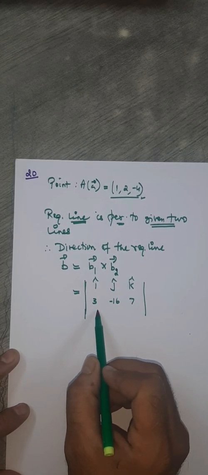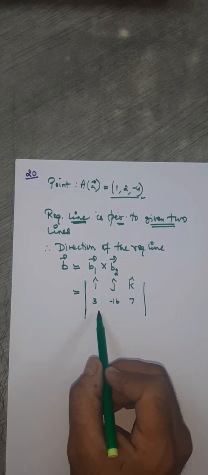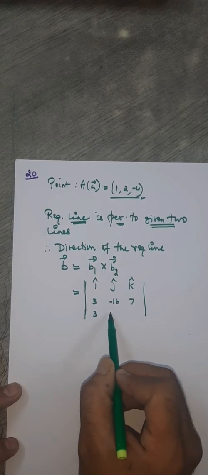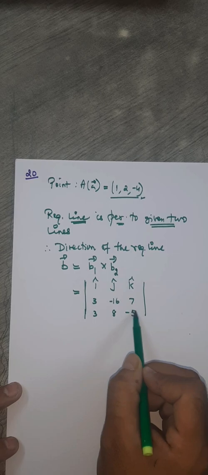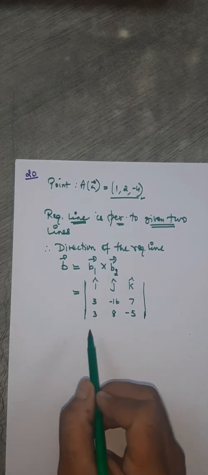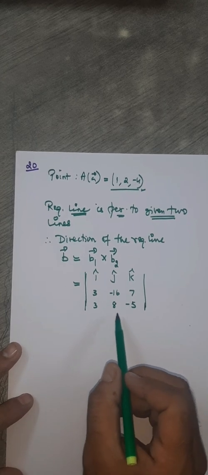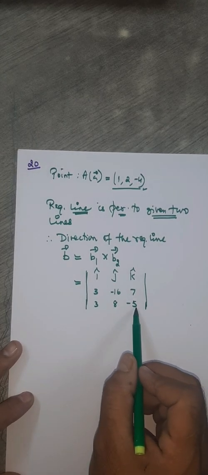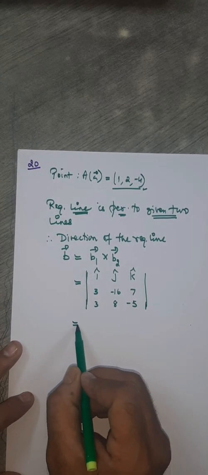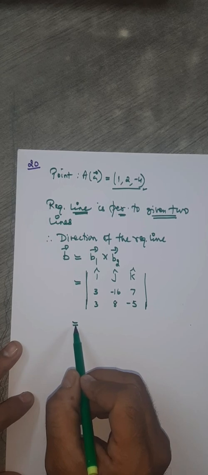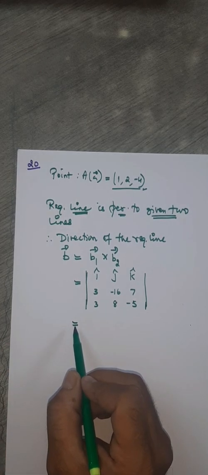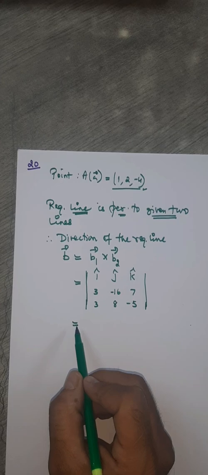What is the direction of the second line? That is already, I suppose, in the standard form. So what will we get? 3, 8 and -5. The second line is also in the standard form, (x - x1)/a, (y - y1)/b, and (z - z1)/c. Now we just find the cross product here. So if you get the cross product, you will get the vector b.